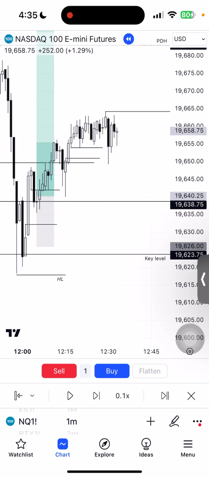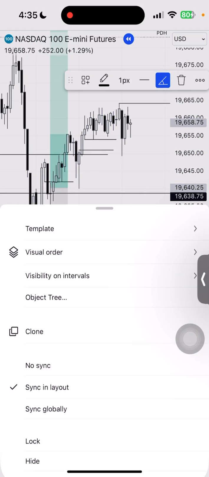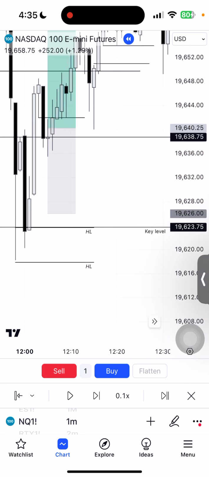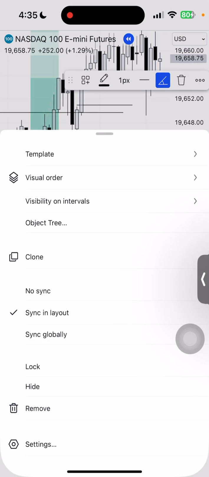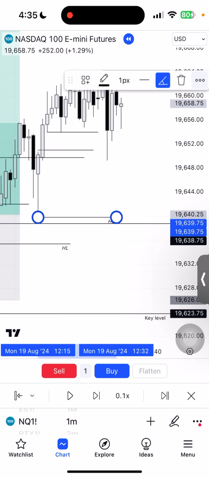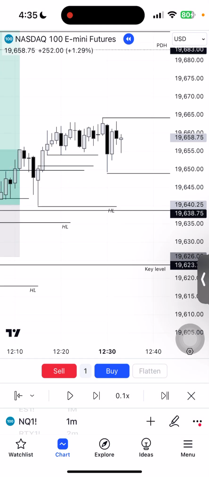Again, let's focus on our structure here, right? So if we're focusing on our structure, we have a higher low put in, right? Then what do we have? We have another higher low put in. And then we have another higher low put in, right? Then we have another higher low put in, right?